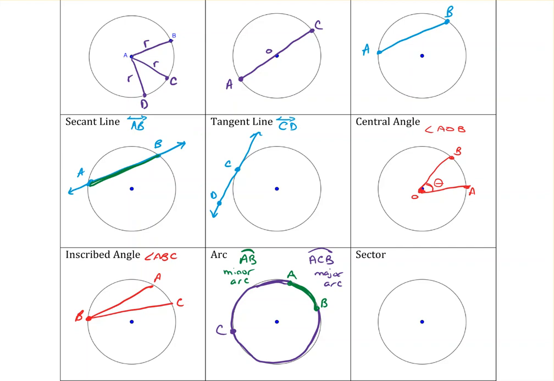Sectors. When we talk about sectors, it's basically like a piece of pizza. A sector is a portion of the area. So just like an arc is a portion of the circumference of a circle, a sector is a portion of the area.